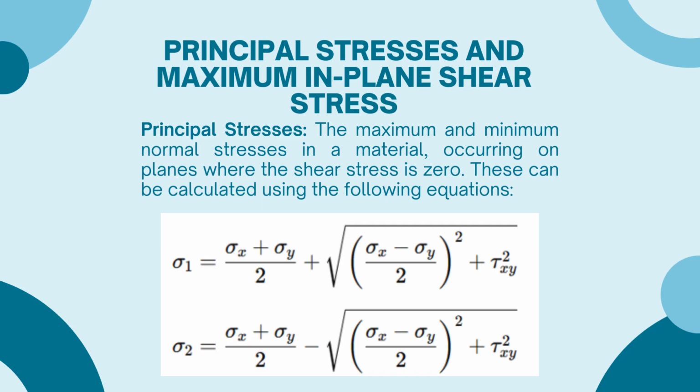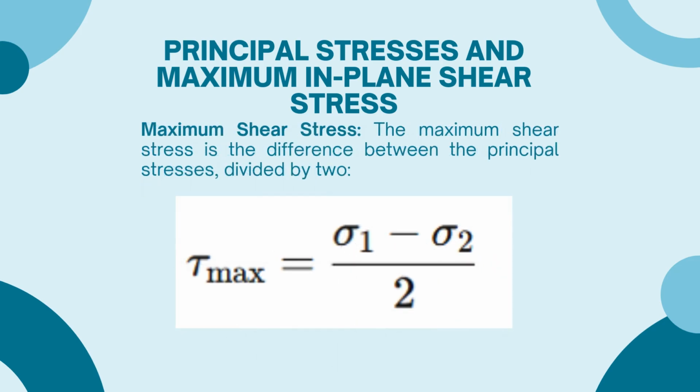The equations shown here allow us to calculate these principal stresses, sigma 1 and sigma 2. They are derived from the normal stresses in the x and y directions, as well as the shear stress. These calculations are essential for determining the critical stress points within a material, especially in failure analysis.